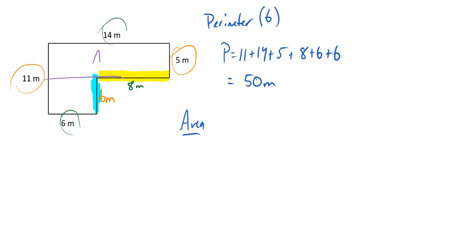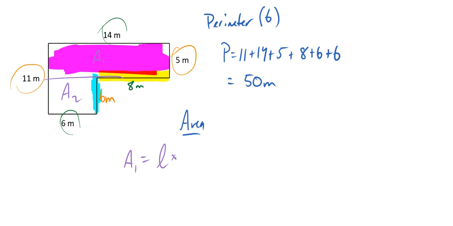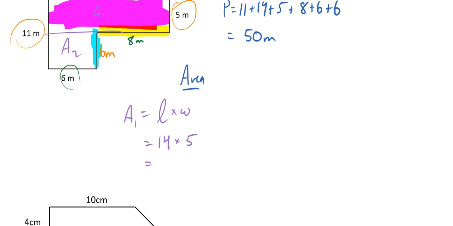Okay, I'll call this area 1 and I'll call this area 2. So for area 1, I've got length times width. It's this rectangle here. So that's a 14 by 5. So length times width. Notice that with perimeter we were adding and with area we're multiplying. That's a very common thing that happens. And 14 times 5. They may know that one. Yep. Nice, 70.